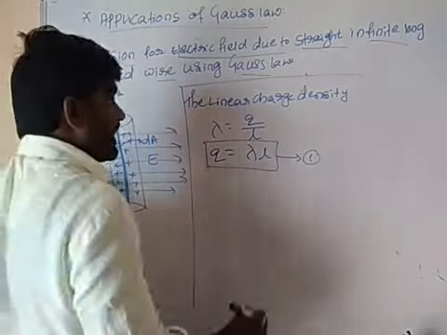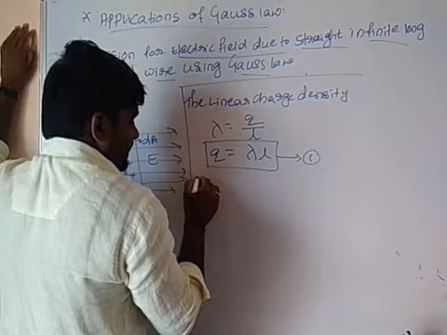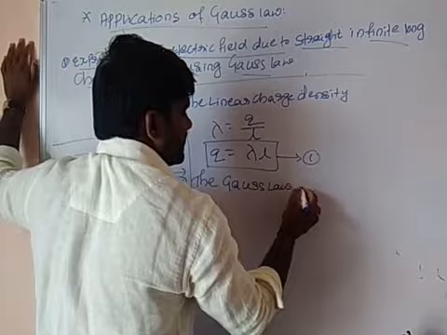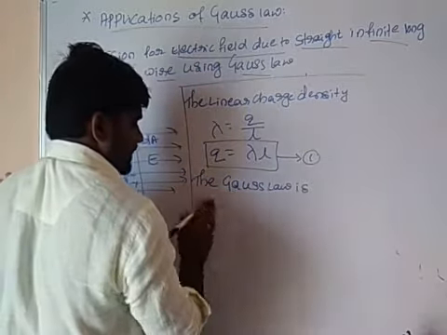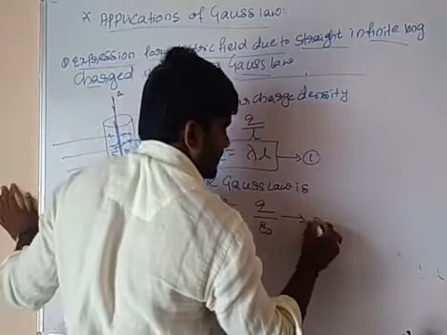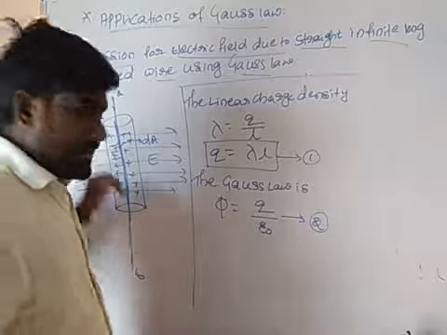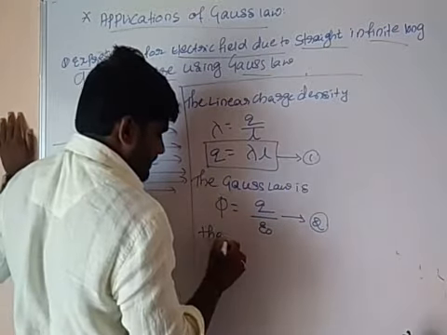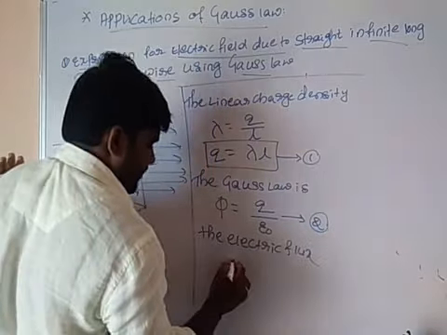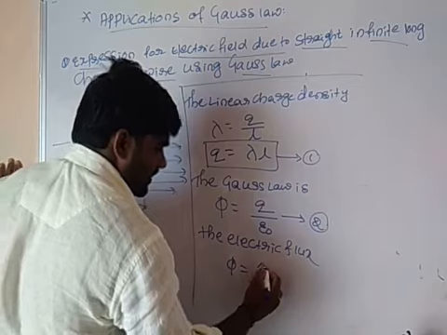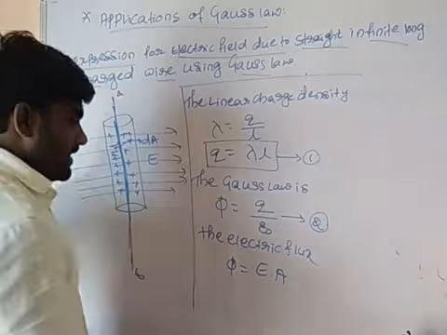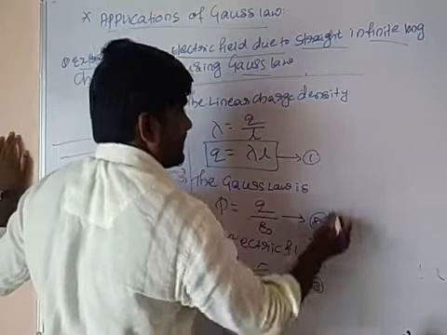Then second one, the Gauss law. What is your Gauss law? Phi is equal to Q divided by epsilon naught. Let us call it equation number 2. Then the electric flux: phi is equal to E into area, E into dA, electric field into area. Let us call this equation number 3.